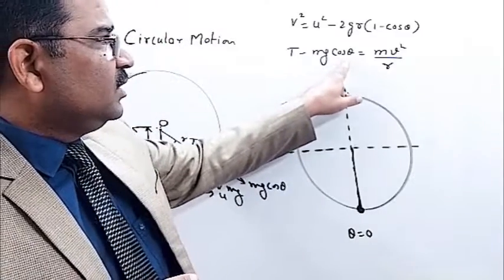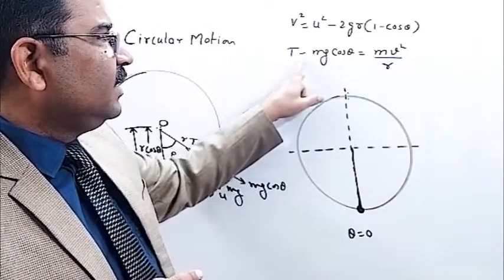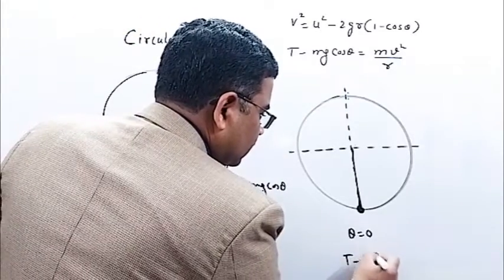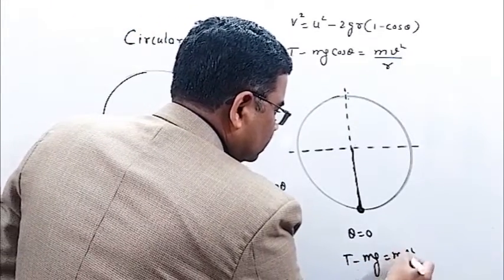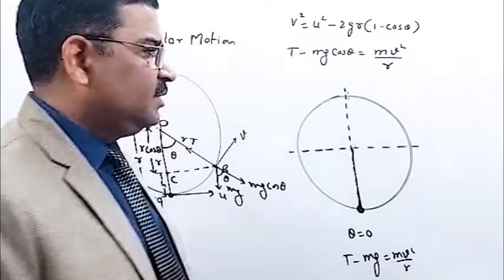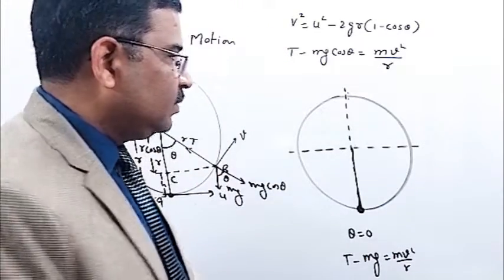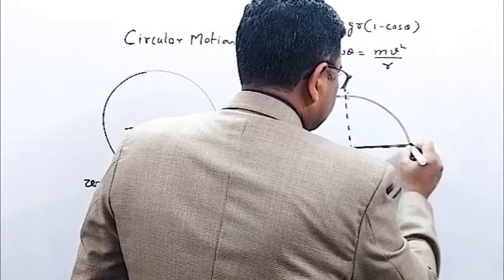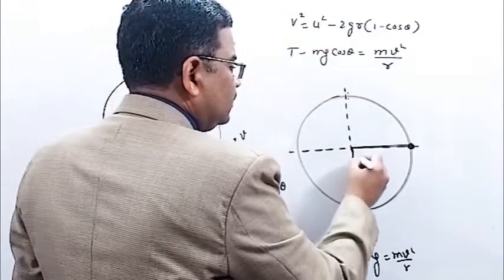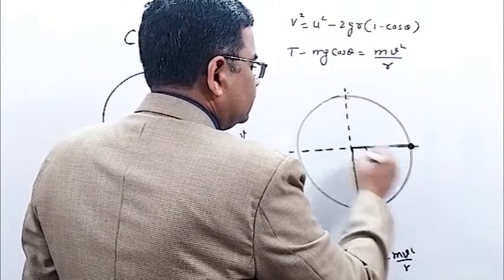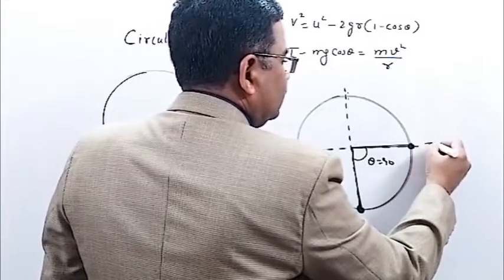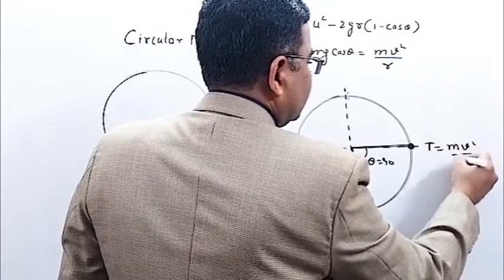and if I substitute here 0, then I get T minus mg is equal to mv square by R. So this is the equation at this particular lowest point. Whereas if suppose I have to apply the same equation for this particular position when the body is here, so in this case theta becomes 90 degree. So when I put here 90, cos 90 is 0, so I get T equal to mv square by R.